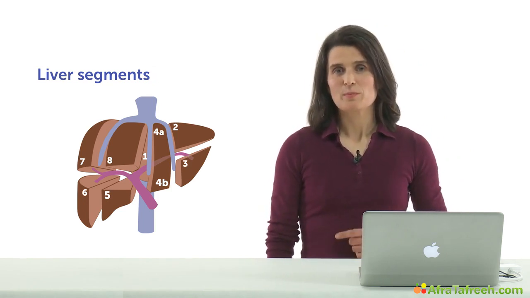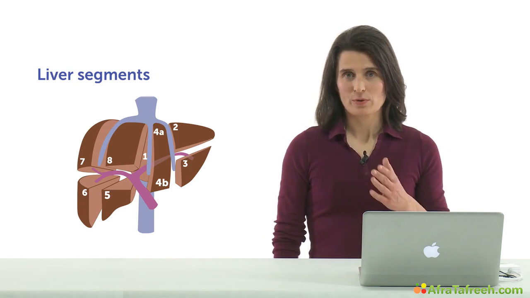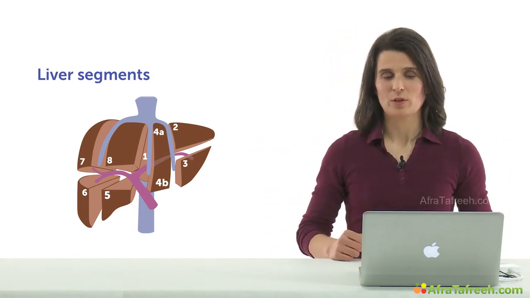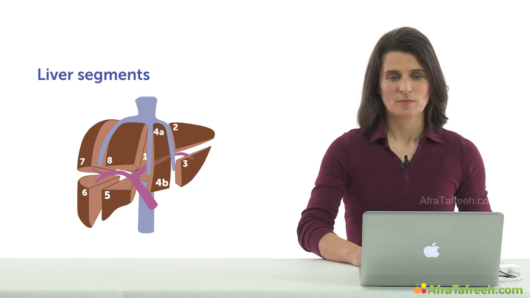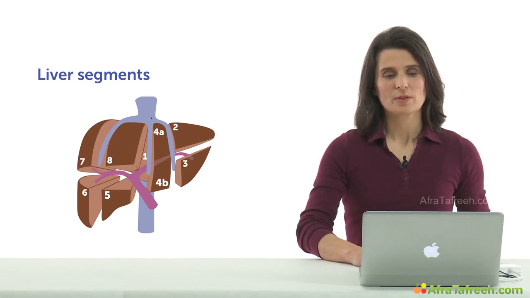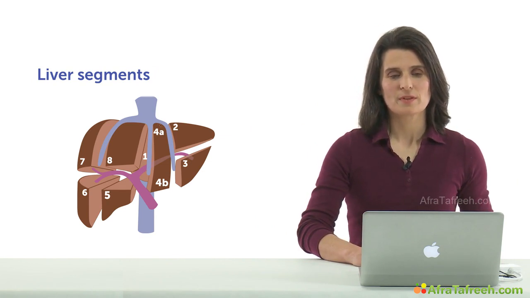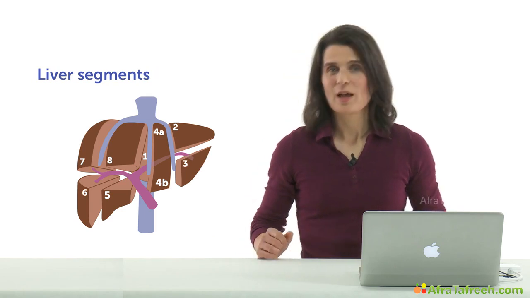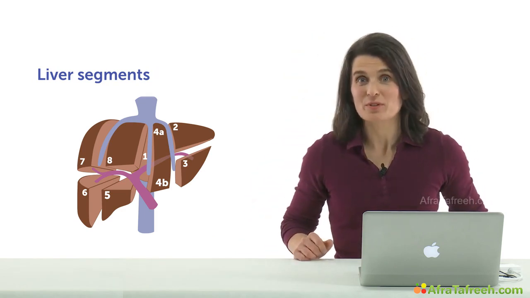Let's start with the middle hepatic vein, because this is the border between the left and the right liver lobe. I'm going to show you on this picture. We got the middle hepatic vein over here. This is the left liver lobe with its segments, and this is the right liver lobe and its segments. Easy, isn't it? But now we're going to dig deeper together.